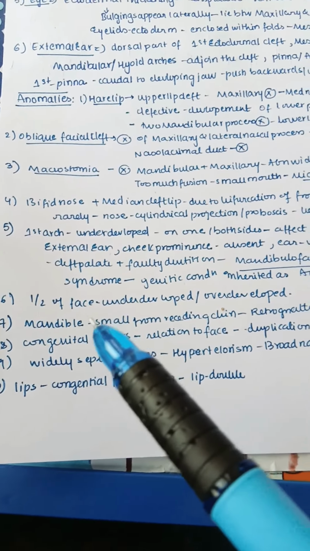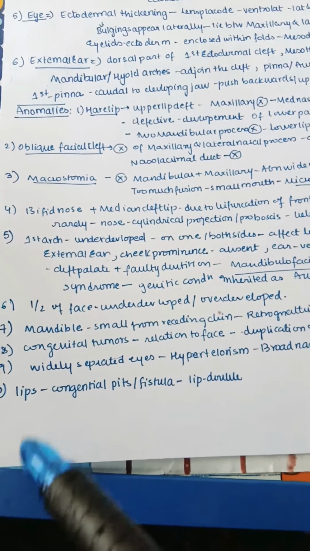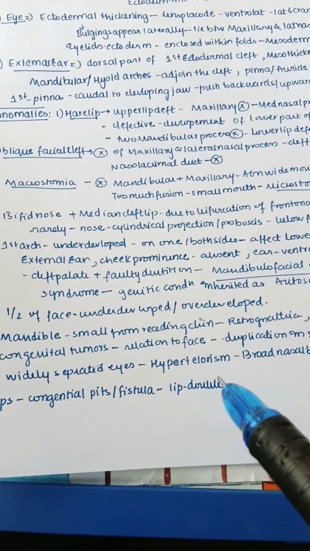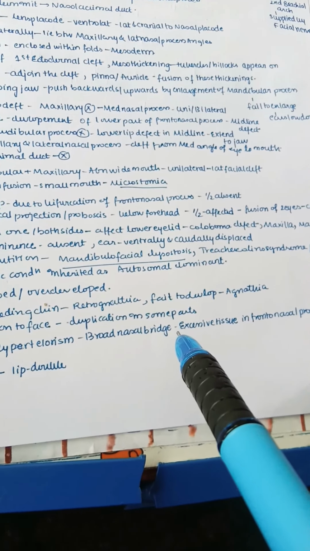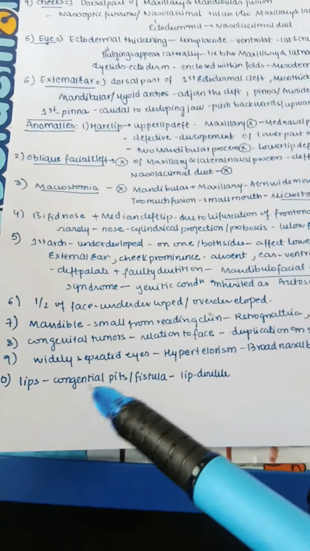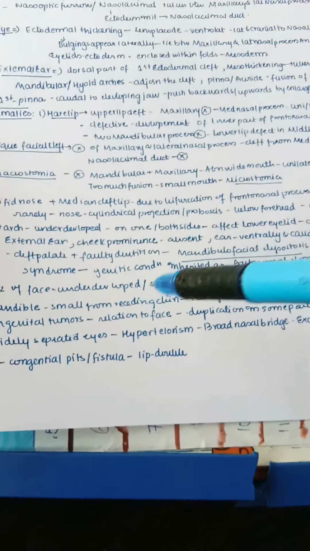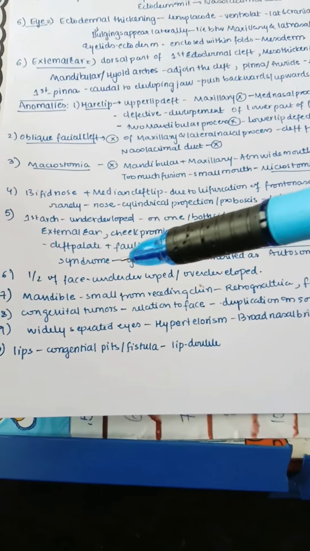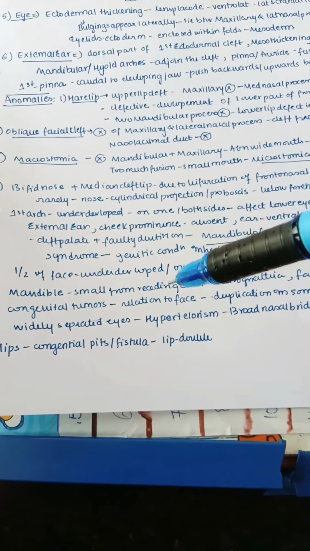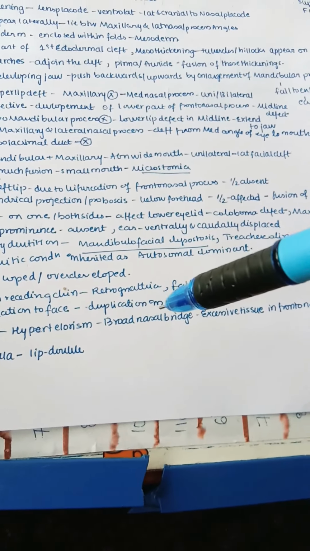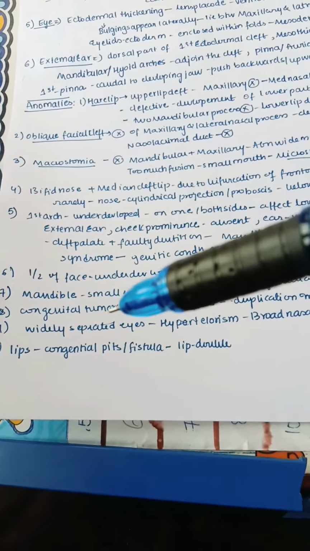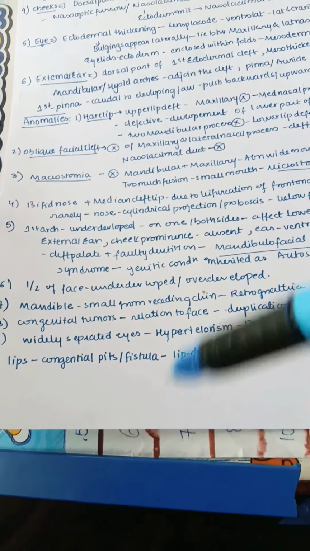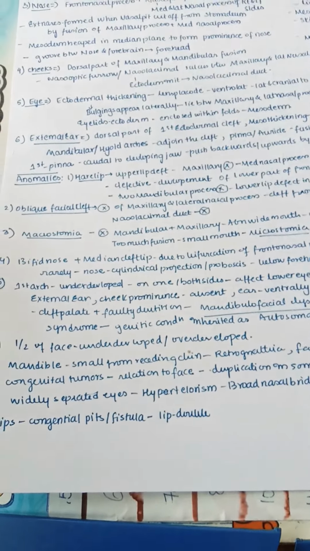Next let us see that half of the face is underdeveloped or sometimes may be overdeveloped, and the mandible may be small with a receding chin, and it is called retrognathia. If the mandible fails to develop, then it is known as agnathia. And next there are congenital tumors related to the face, like duplication in some parts. And next sometimes we have widely separated eyes, called hypertelorism, which mainly has a broad nasal bridge and excessive tissue in the frontonasal process, and the lips mainly have congenital pits or fistula, or sometimes the lips may also be double. So these are all the anomalies related to the face.